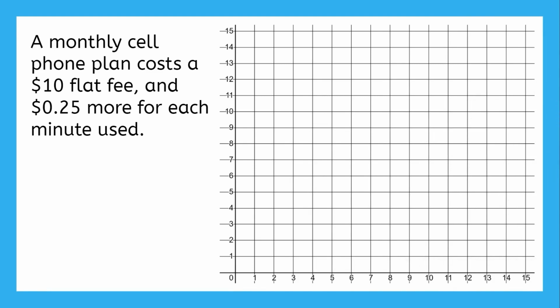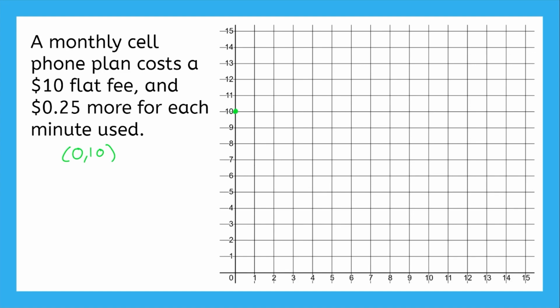Alright, first problem. A monthly cell phone plan costs a $10 flat fee and 25 cents more for each minute used. So if we want to graph this, we need to understand what the values we've been given are. So what is a flat fee? Well, that's the amount you have to pay even if you don't use any minutes. In other words, if you use 0 minutes, you still pay $10. That gives us a point that we can plot on our graph. And that point happens to be the y-intercept.